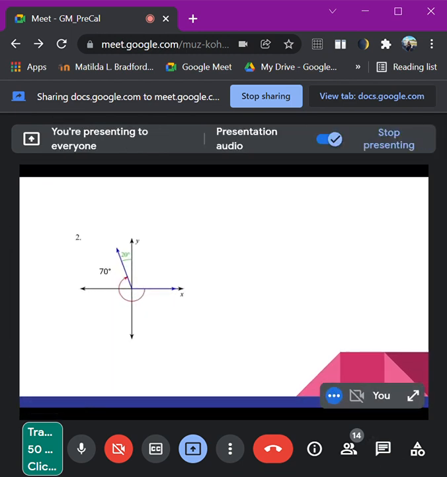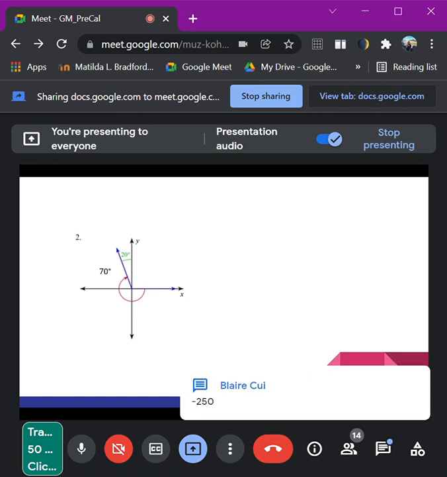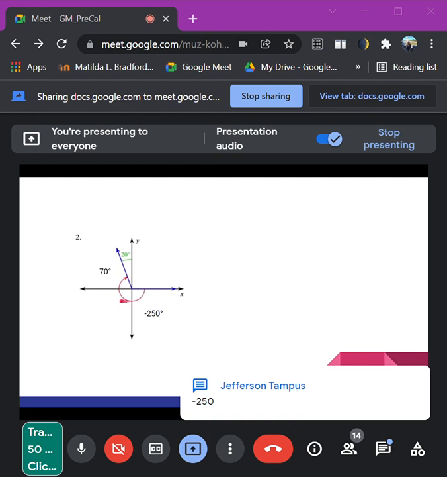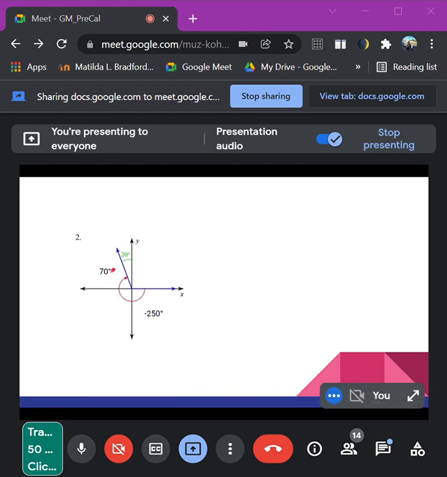Negative 180 plus negative 70. That is negative 250. So that is your measure of your angle. Kay clockwise man ta, class, it should be your answer is negative. Okay? Kay di ba 270 man ni diri sa clockwise. Sige, questions for example number 2.